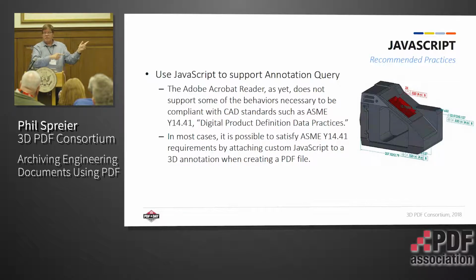The Adobe Reader doesn't do that. It doesn't highlight geometry. But you can put JavaScript in your file so that when you click on that dimension, it highlights both those two faces. And that's what the majority of our software vendors do, they use JavaScript for that. So we recommend you use JavaScript to get the kind of behaviors you need for whatever your workflow is.